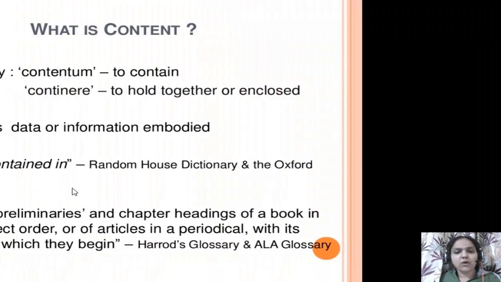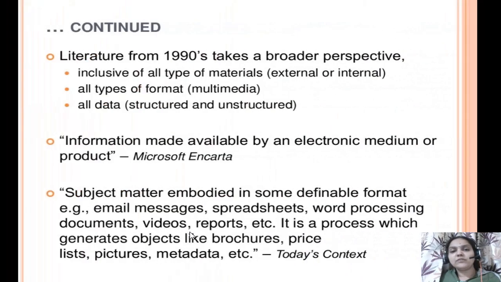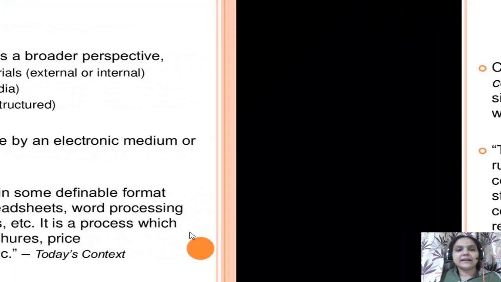I have put a lot of things inside it, like various types of definitions. One definition is things contained in a list of preliminaries and chapter headings of a book in their correct order. There are various formulations of content, so you can go through these formulations, right? Everyone has their own perception with respect to content.